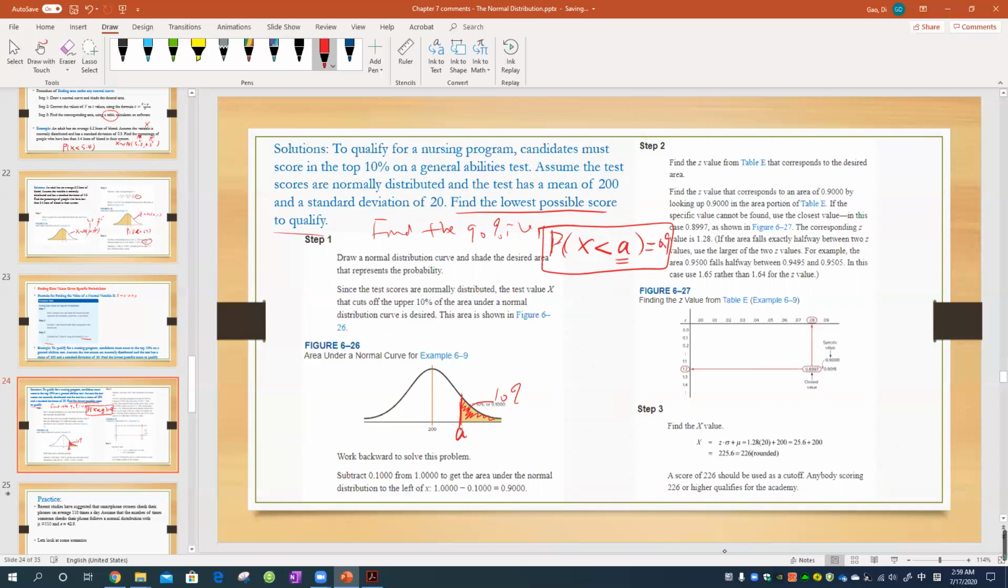And now what we can do. So this is a non-standard normal. To find the x smaller than a, we need to transfer that to a standard normal, right? Probability of z smaller than a minus mu over sigma equals 0.9. So usually this number is calculated. This is called the z-score, right?